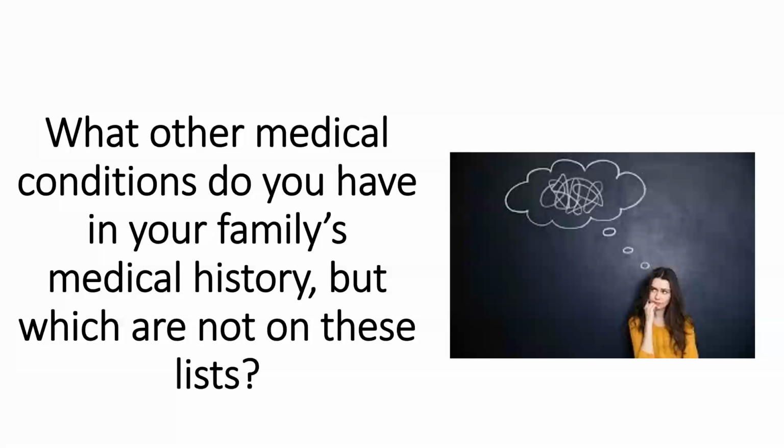Finally, another really important thing, this list does not have all of the possible medical conditions on it, so I would be curious to know, what other medical conditions do you have in your family's medical history, but maybe which are not on these lists? In the past, I've had people tell me thyroid problems, hypothyroidism. Some people have told me that they had ulcers in their stomach. Some people talk about low blood pressure, not high blood pressure, and different problems like that.